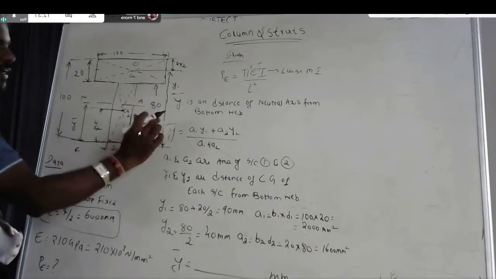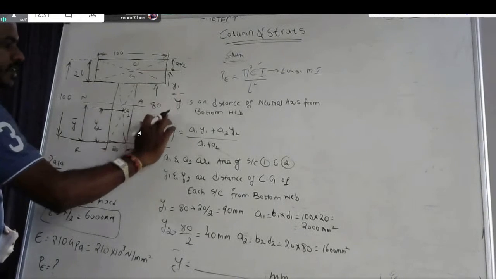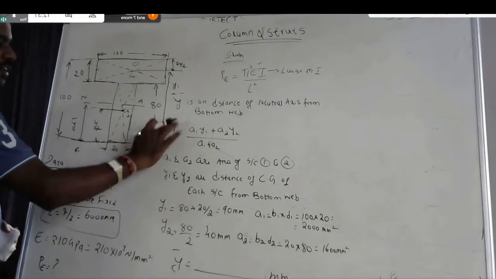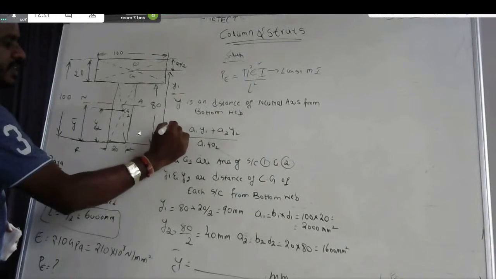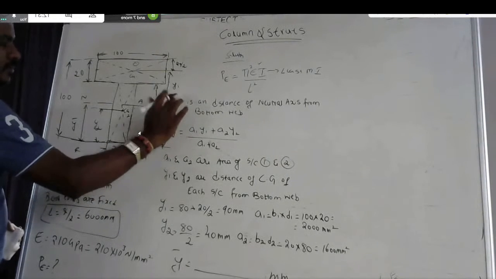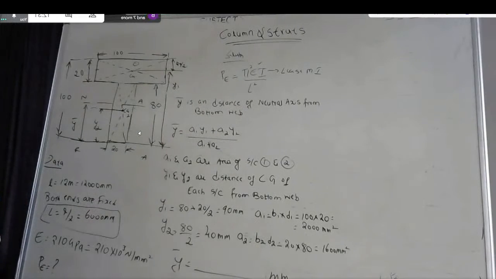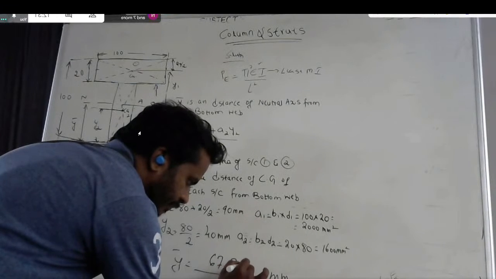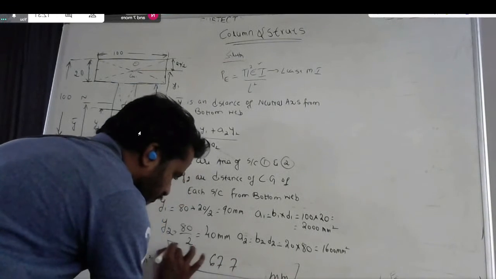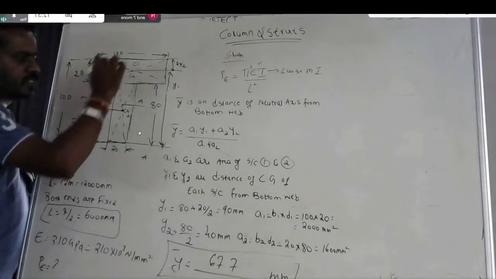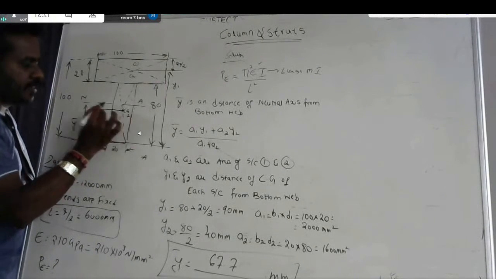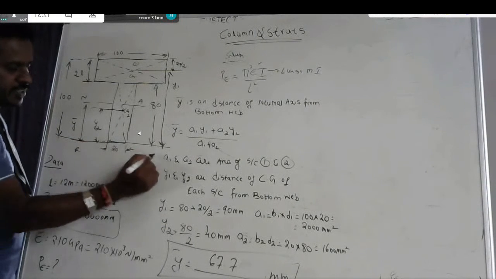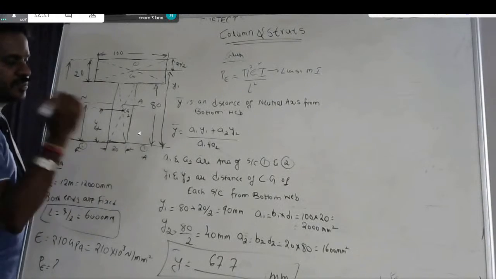This figure is very important. I keep on saying, how you write the figure, based on that it is easy to calculate. If you write neatly, without any confusion, then it is very easy to calculate. Correct. 67.7 mm. That means the CG of the whole section, the neutral axis, occurs at a height of 67.7 from the bottom section. This is my reference section.